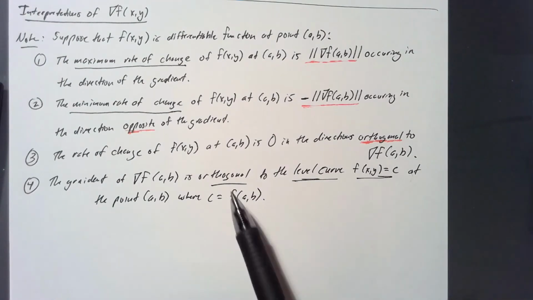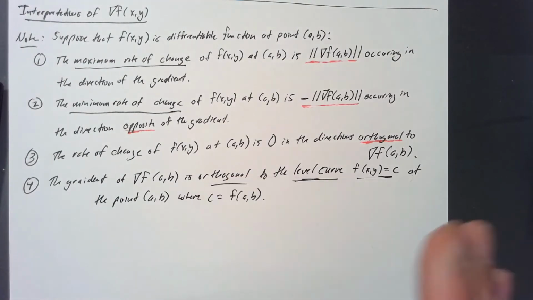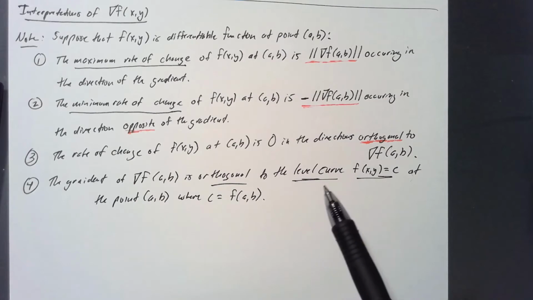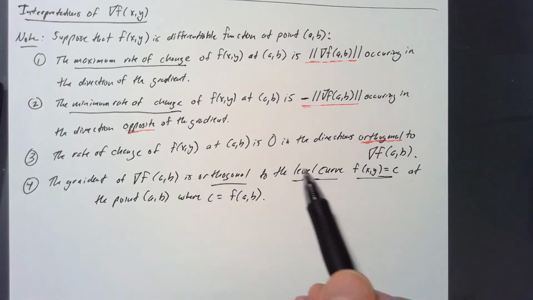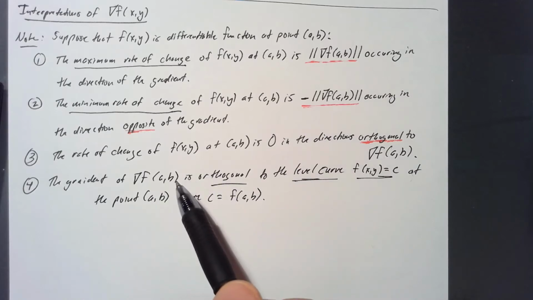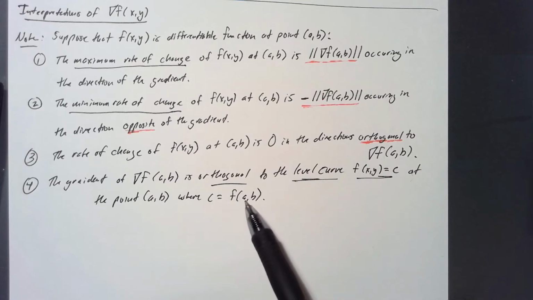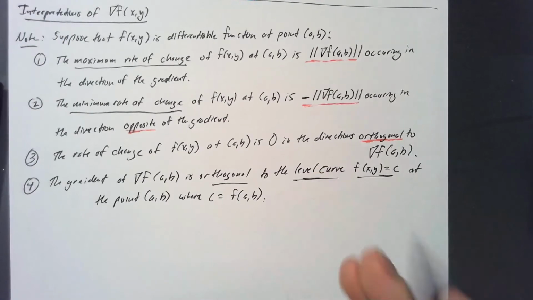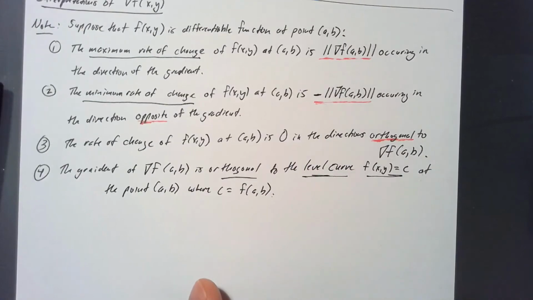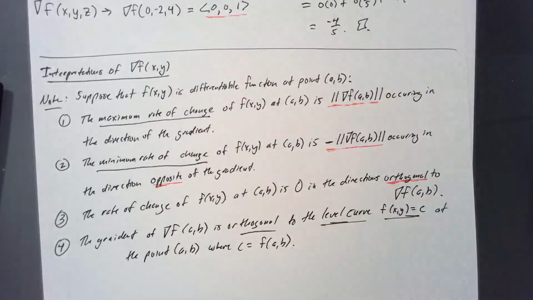So all this is saying is if you have the level curve, like those contour curves we did, then the gradient of the function at a point is going to be orthogonal to the level curve at that point. And that's all it is. That's all it's saying. They're just going to be orthogonal. Okay. So let's see here.